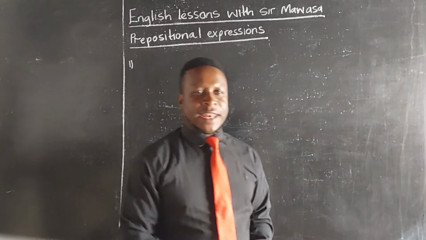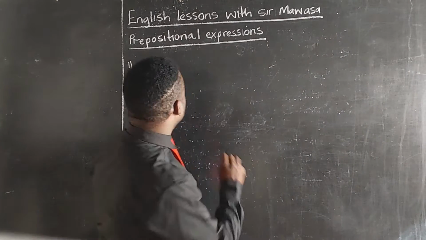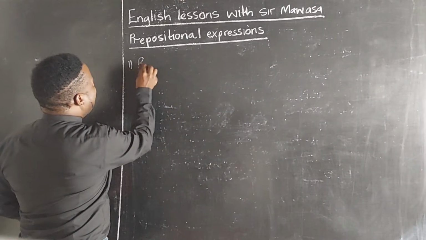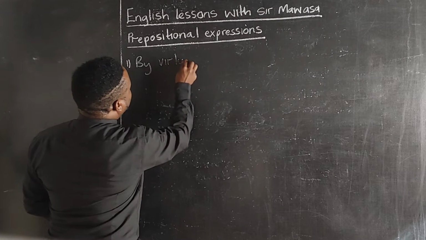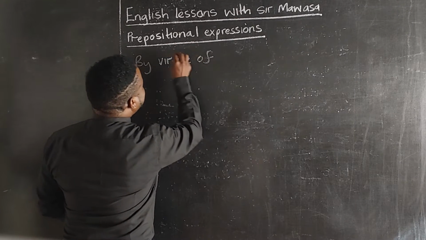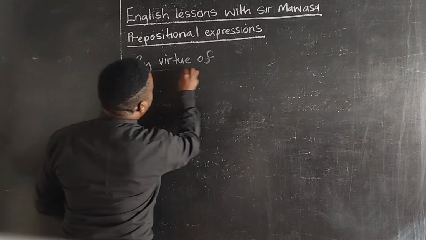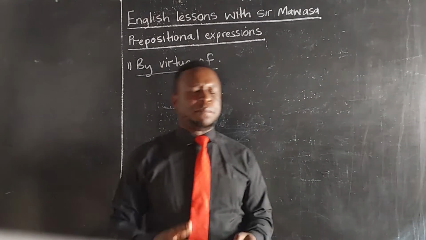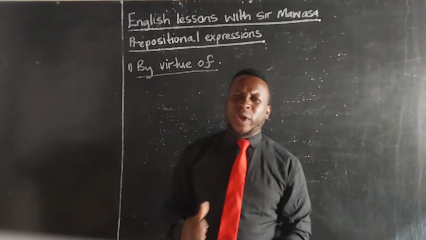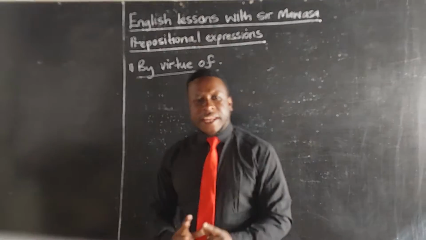And the first one is by virtue of. By virtue of. That is the first one. What is the meaning of this preposition? And how do we use this preposition in a sentence?